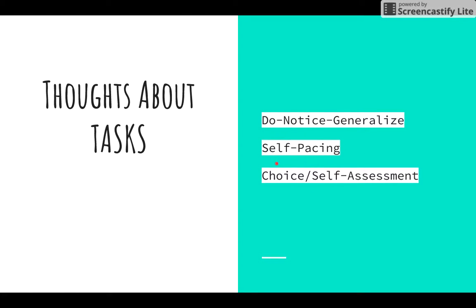Self-pacing is a huge element of tasks that I choose. So I'll do multi-stage projects where students work through things at their own pace, and that allows students to rush ahead as needed or be more deliberate as needed. And then choice and self-assessment are also a really big element where students are choosing numbers, students are choosing what color of paper they want to use, they're choosing what color highlighter they want to use, or they're deciding whether they need more practice or if they're ready to move on to the end of a project.